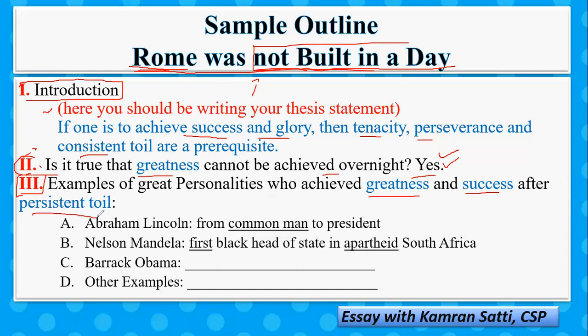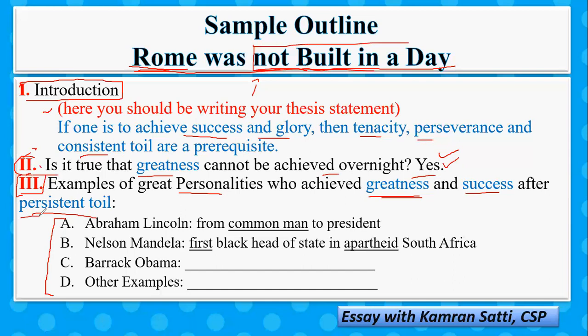Persistent toil, the latter part of the proverb. Greatness and success, the first part, which denote Rome. So just keep in mind these blue words, because they are telling the examiner that I am writing something relevant. So: examples of personalities who achieved greatness and success after persistent toil. Under this heading, you will only be writing those personalities. Remember, I am talking about personalities who have achieved greatness but after persistent toil.